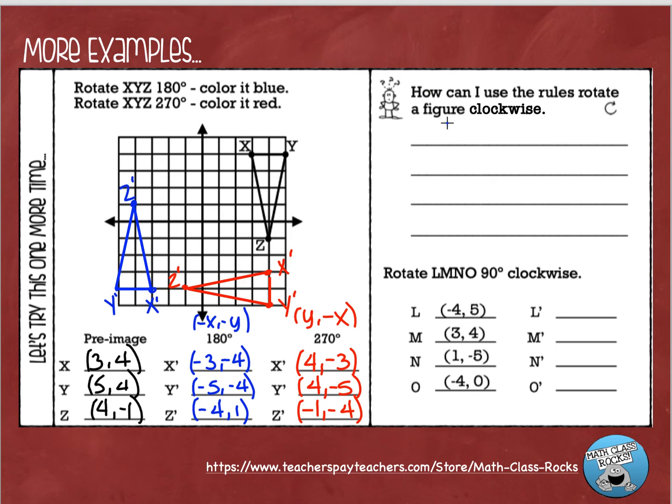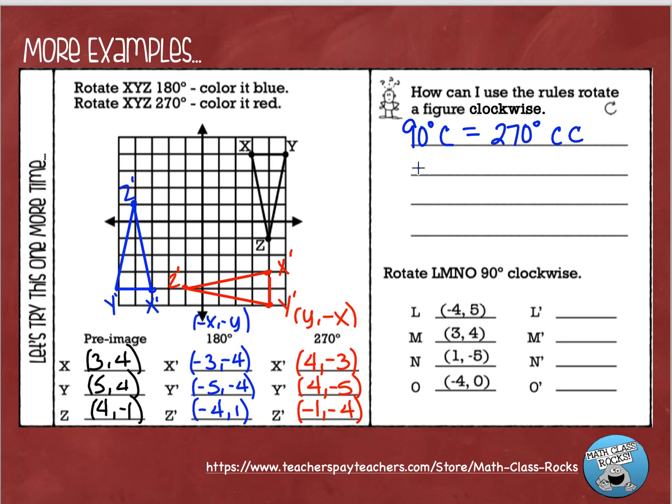So I'm going to give you some rules for clockwise rotations. I'm going to show you that a 90 degree clockwise rotation, I'm going to do C for clockwise, is the same thing as going 270 degrees counterclockwise.